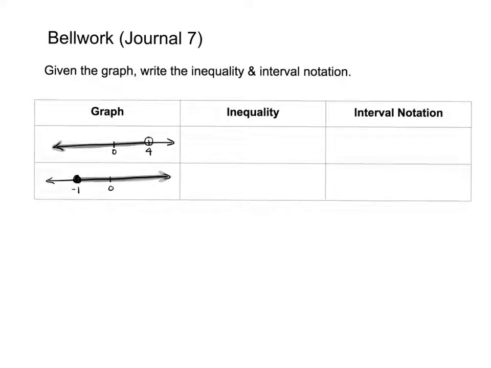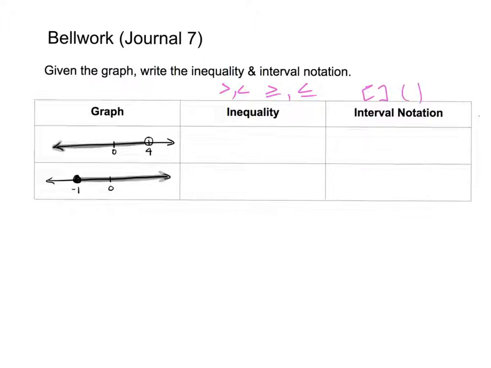All right, so we're going to start with Journal 7 today here with our bell work. Now this might look familiar. We learned inequalities long ago, but for this one, I've given you the graph first and you have to tell me the inequality, which means that you have to use those less than or greater signs, or less than or equal or greater than or equal, those types of signs. And then the interval notation is when you have to use brackets and parentheses. So that's what we've learned so far.